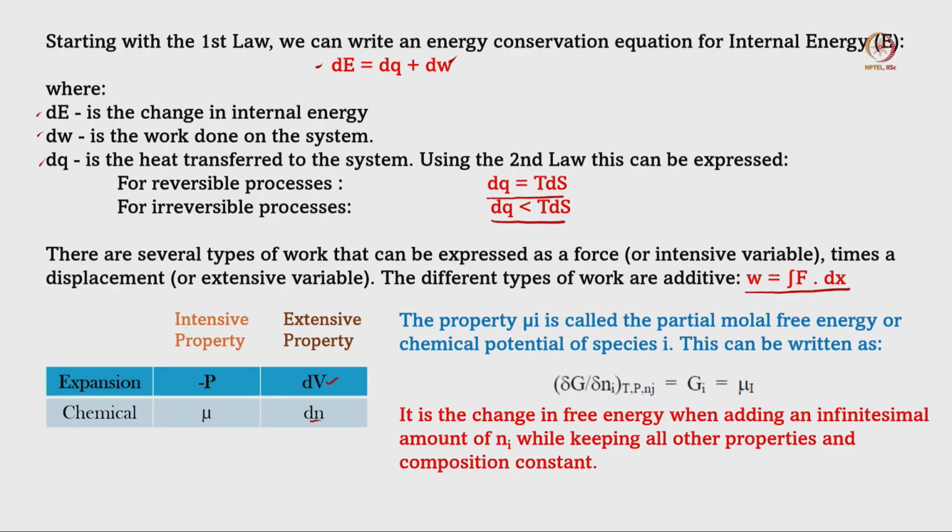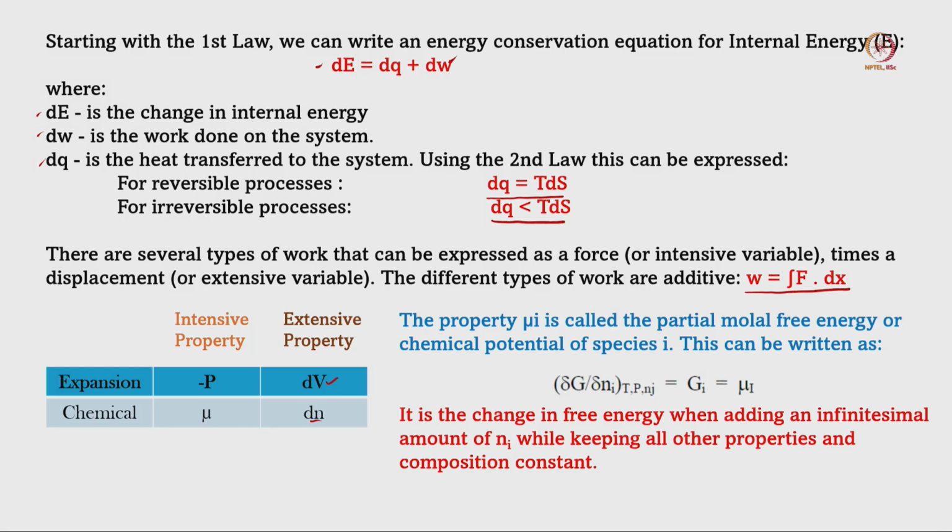But the number of moles, that is dN, specifies the number of moles of that particular compound in the reaction, so that is an extensive property that depends on the mass.